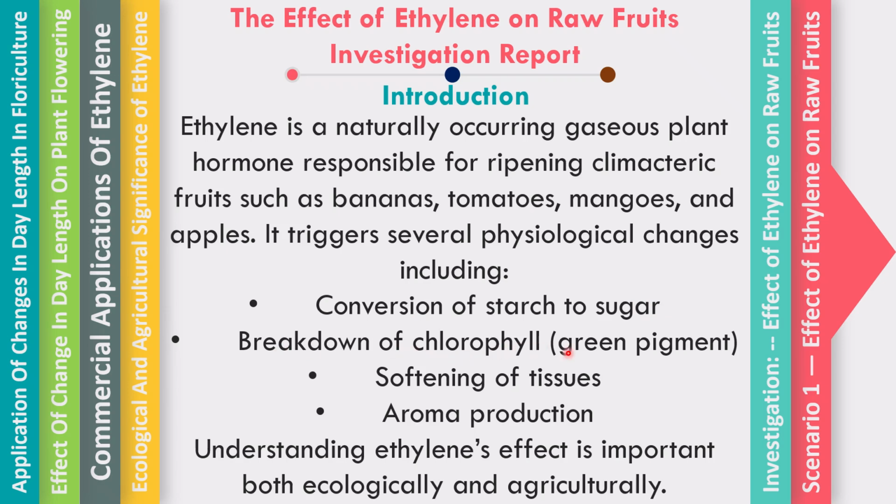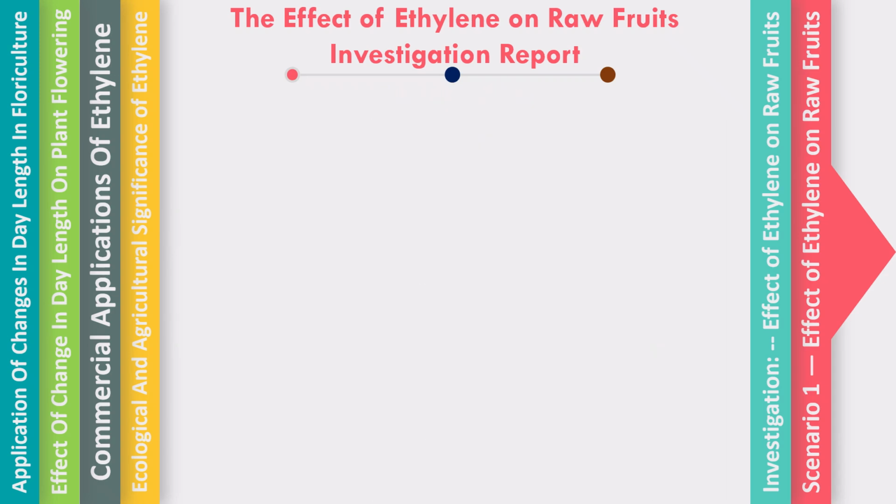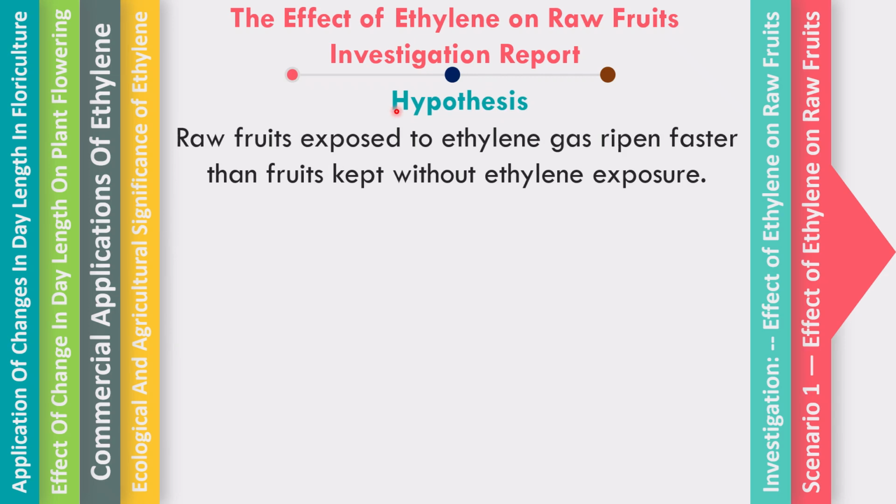breakdown of chlorophyll, the green pigment, softening of tissues, and aroma production. Understanding ethylene's effect is important both ecologically and agriculturally. Hypothesis: raw fruits exposed to ethylene gas ripen faster than fruits kept without ethylene exposure.